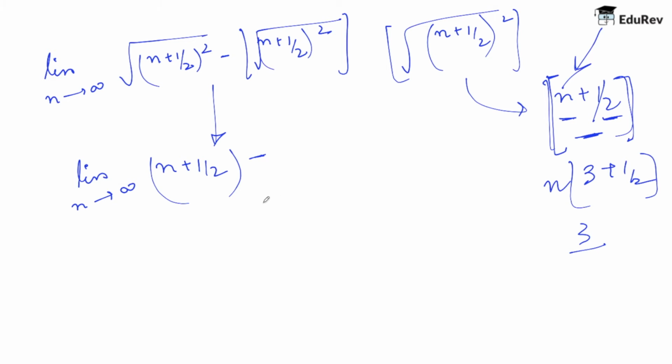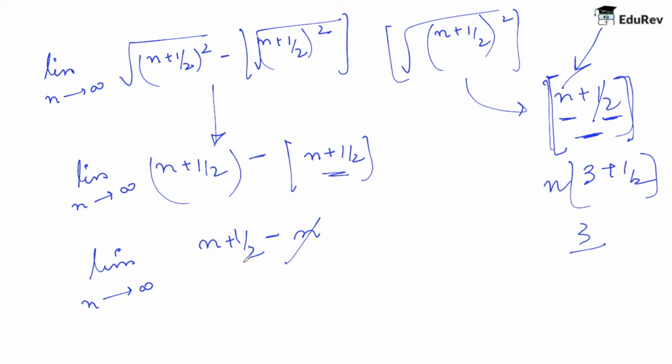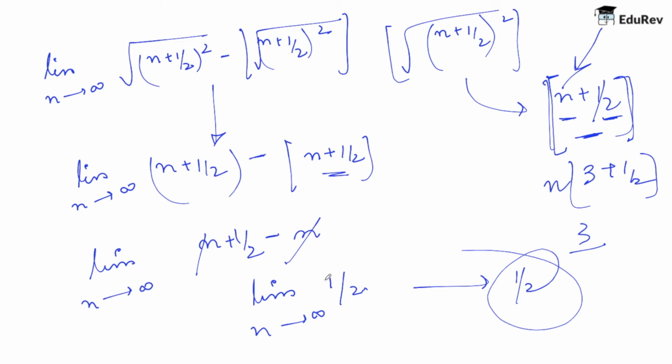So it will be limit n tending to infinity, n plus half minus n. So n and n got cancelled, so it's limit n tending to infinity half, and the limit is half. So I hope you people understood how we found out the limit of this.